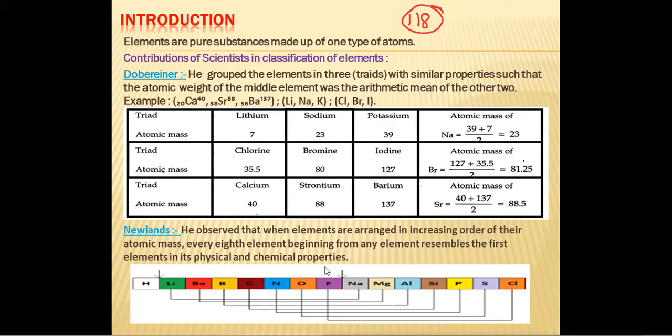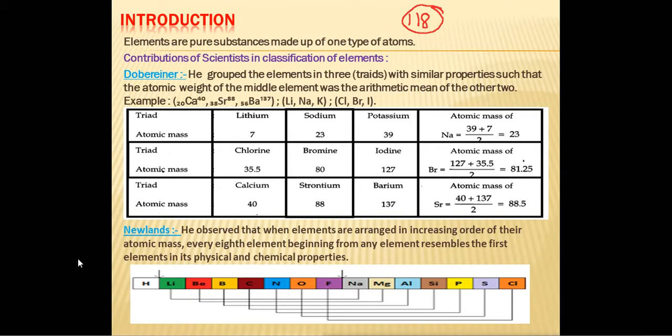Okay, what he said, whenever the elements are arranged in increasing order of their atomic masses, the properties of the eighth element will be similar to the properties of the first element. From wherever we begin, the properties of the eighth element will be similar to the properties of the first element. Means all the physical and chemical properties of the first and the eighth element will be the same.